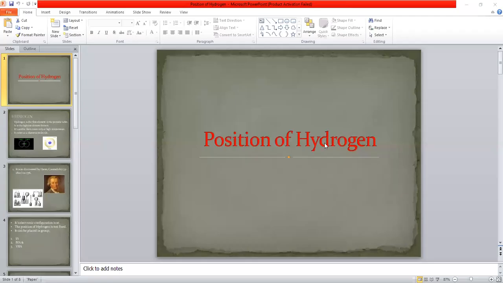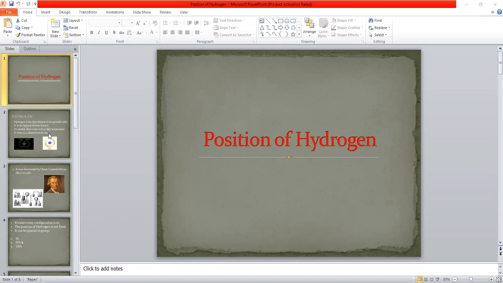Position of hydrogen in the periodic table. There is a controversy about where hydrogen should be in the periodic table. Either it should be in group 1 or any other place. So there is no fixed position for hydrogen atom. What are the different positions where we can place hydrogen atom in the periodic table?